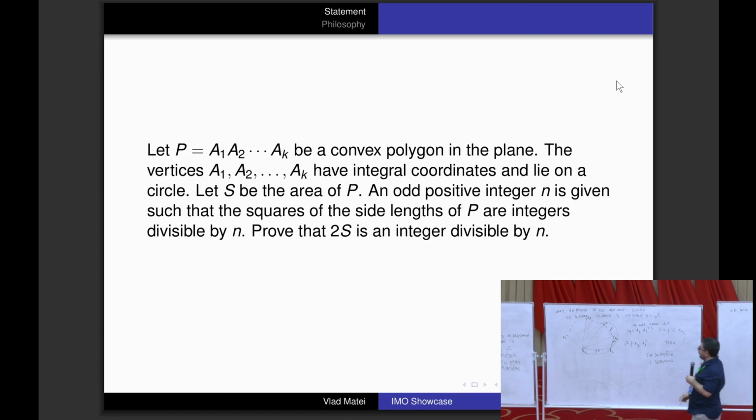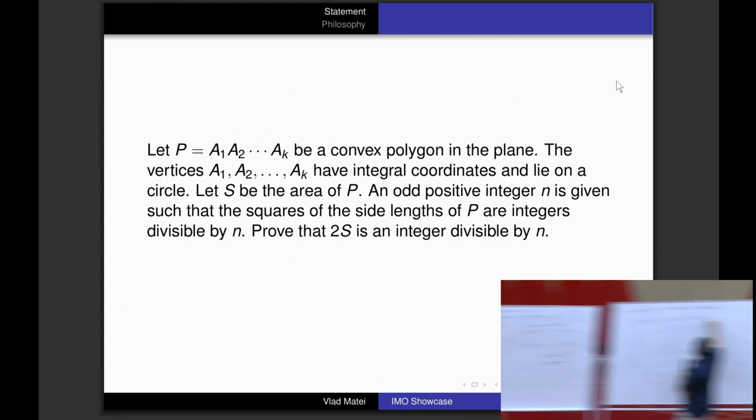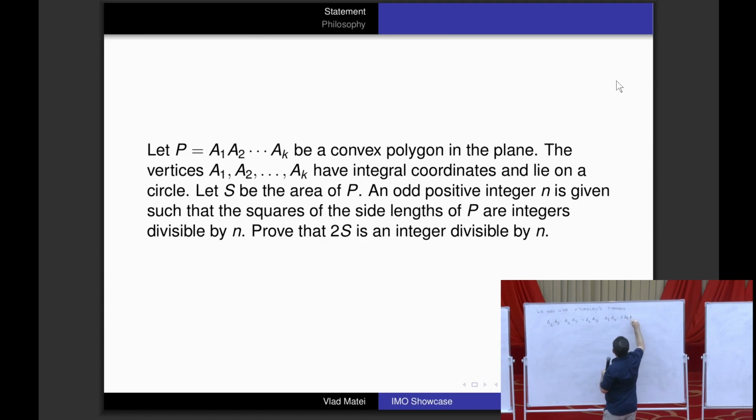Okay, so let's write it up. So what do we have? Well, these are the diagonals. So you have A1A3 times A2A4. This is equal to A2A3 times A1A4, plus A4A3 times A1A2.